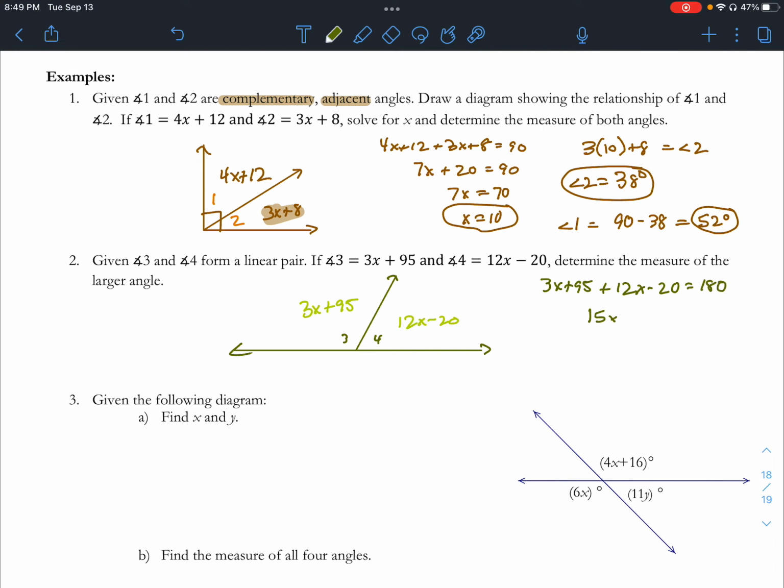Combine your like terms together. Subtract your 75. And your x value is 15? No. 10. What do we got here? 7? Yep. There it is. Determine the measure of the larger of these two angles.